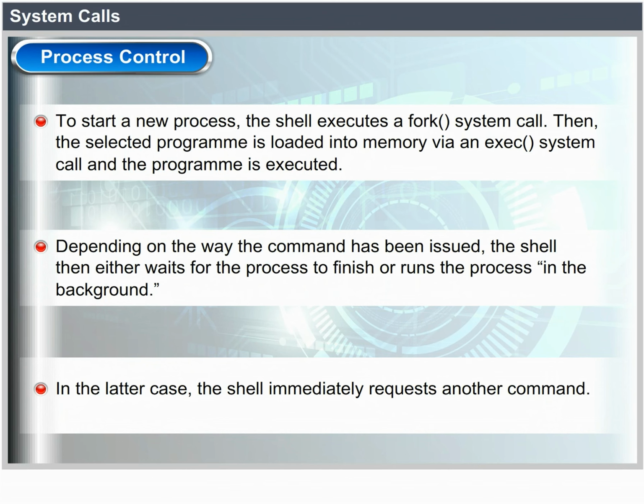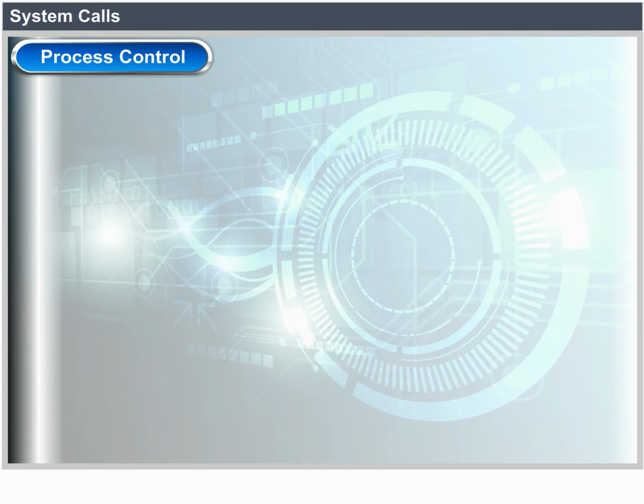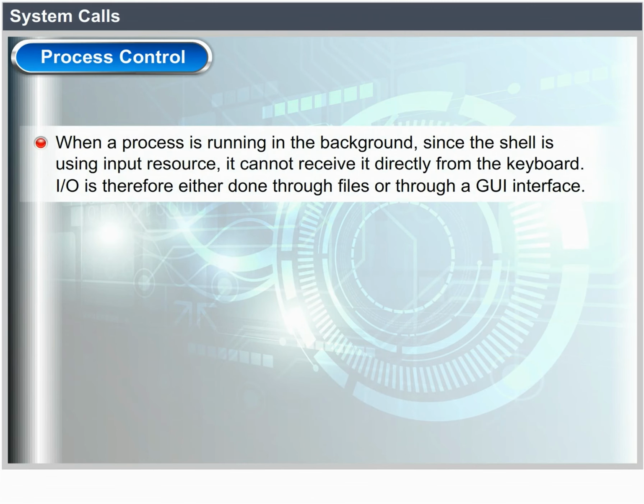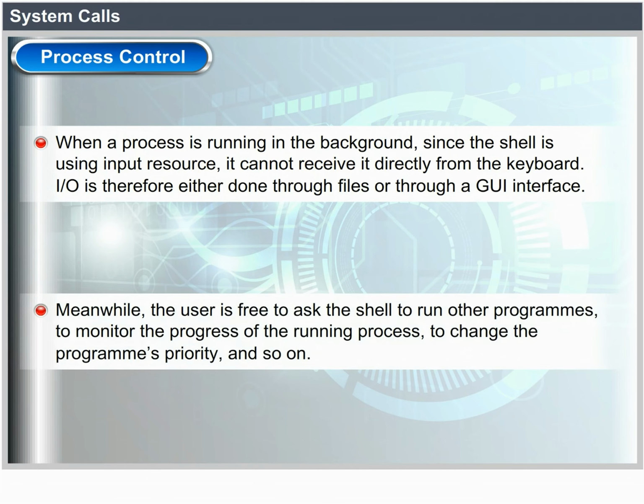When a process is running in the background, it cannot receive input directly from the keyboard because the shell is using this resource. Input-output is therefore done through files or through a GUI interface. Meanwhile, the user is free to ask the shell to run other programs, to monitor the progress of the running process, to change that program's priority, and so on.